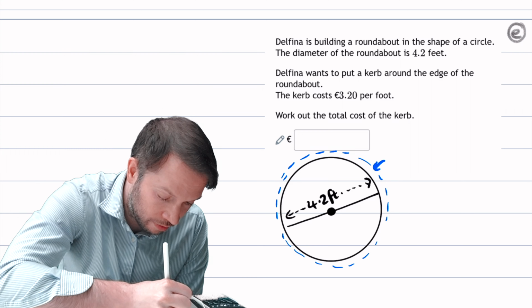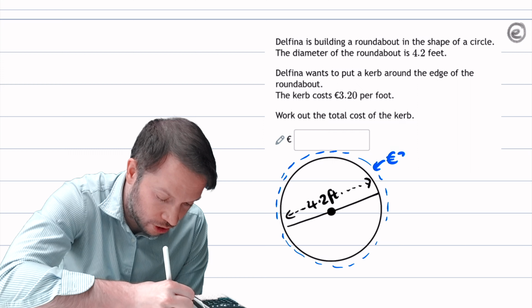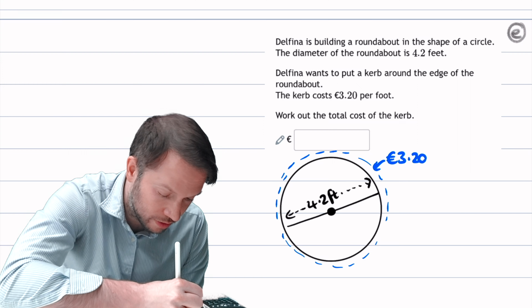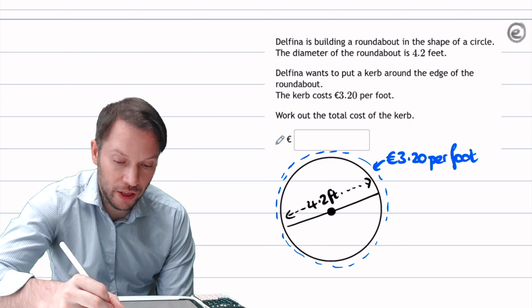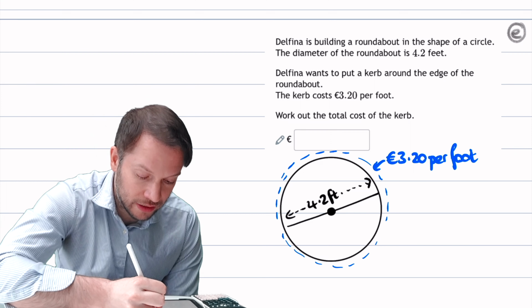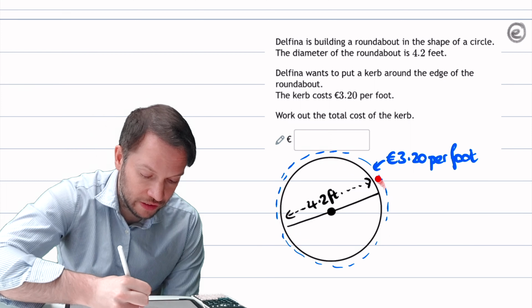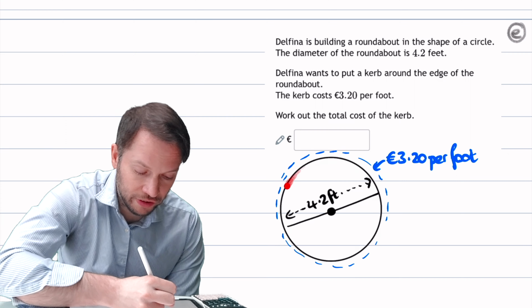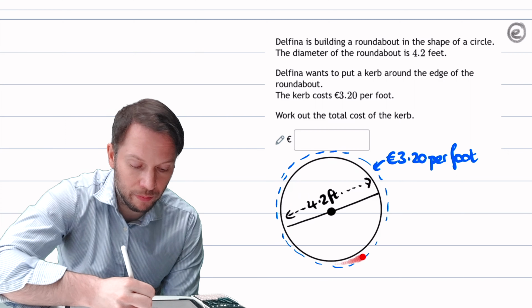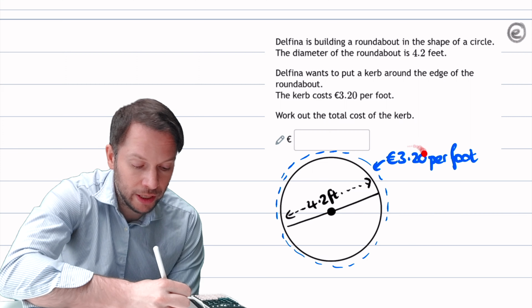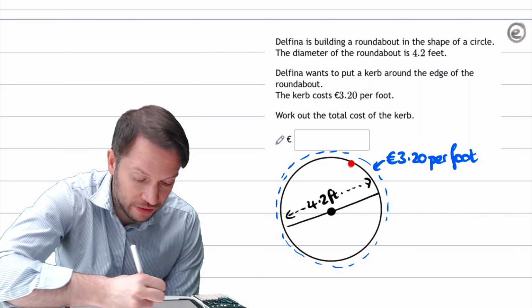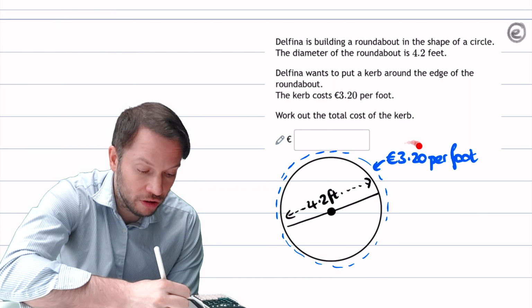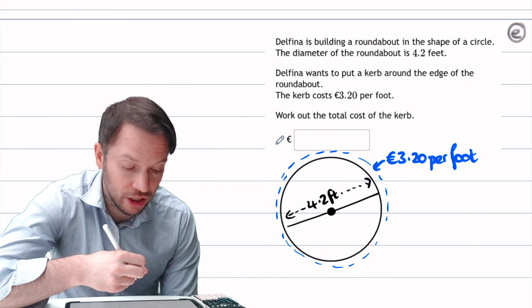Curb costs €3.2 per foot. Work out the total cost of the curb. Now what we could do is we could find the total perimeter of this circle, the circumference as it's known, and we find the length of this circumference. Because we've got €3.20 per foot, we just need to times that circumference by this cost per foot to find the total cost.